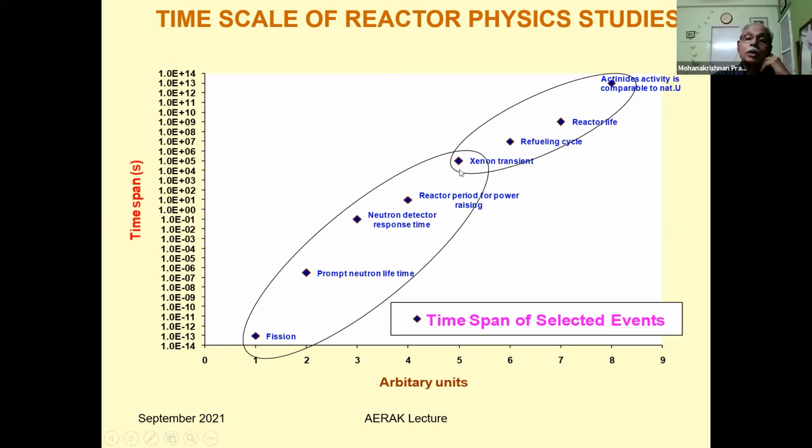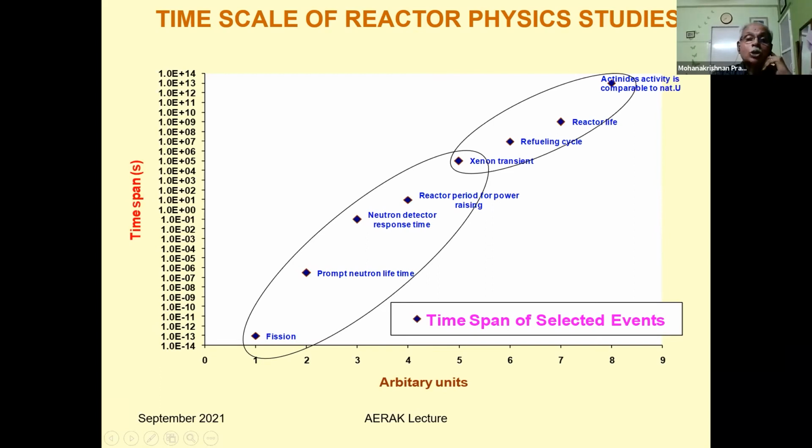There is the xenon transient, which I have not explained actually. Refueling of your reactor takes place once in 1 or 2 years. A reactor life is about 50 years, and the actinides have to be taken care of for at least 1 million years. So this is the kind of time span.